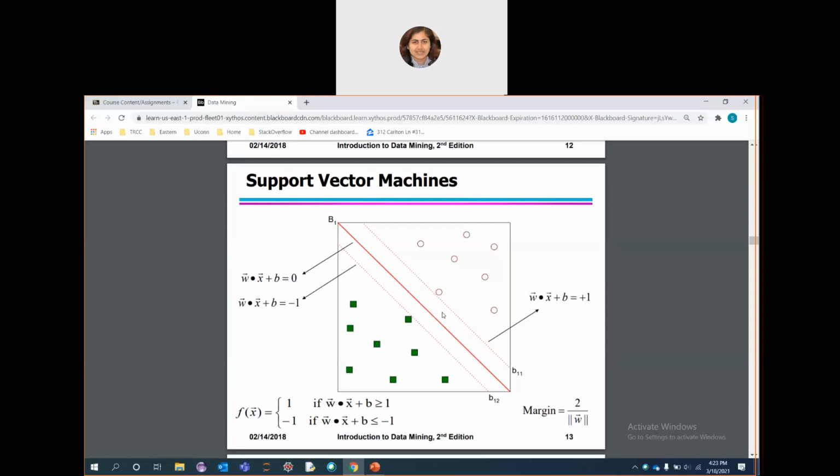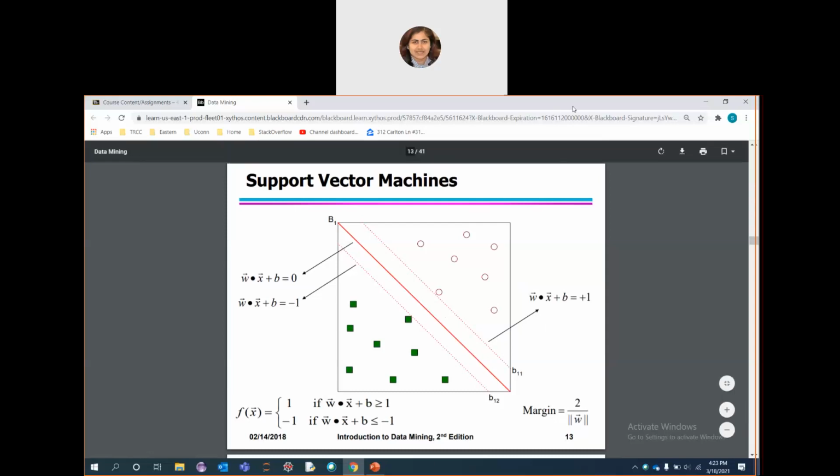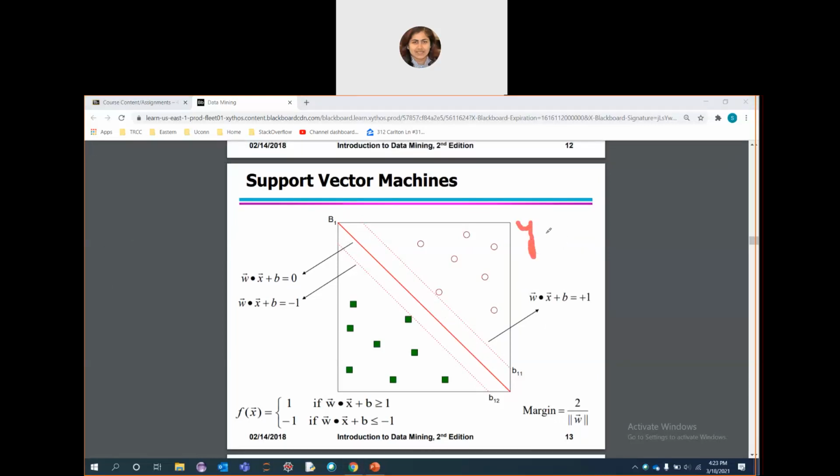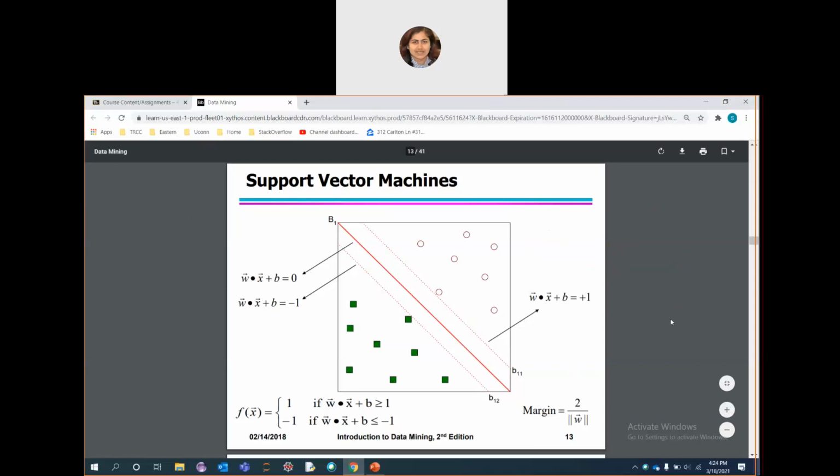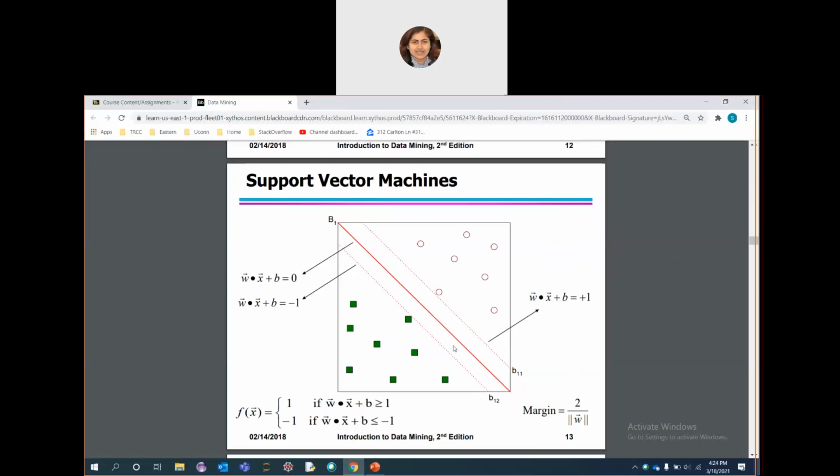If you have seen in the past in your mathematics, the equation of a line is y equals mx plus b, right? So let me write it out. It's something actually related to that. The equation of a line is y equals mx plus c, if you remember. Here x is a data point, c is a constant, and m belongs to your slope.